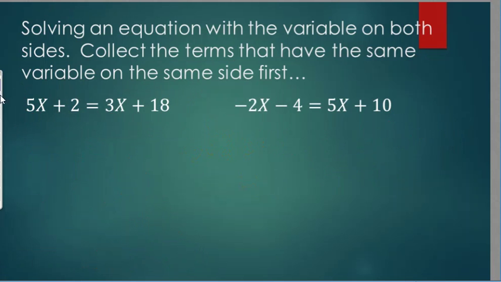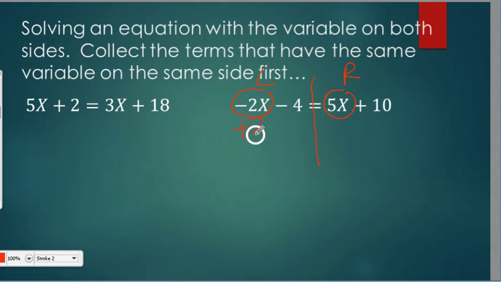Okay, let's look at the next one here. We have negative 2 times x minus 4 equals 5x plus 10. So in order to solve this equation, the very first thing that we're going to do is we're going to get this term and this term to be on the same side of the equation by using opposite operations. Okay, so here's my equal sign, here's my right side, here's my left side. I have a choice to make. Okay, there's two things that I could do here to get these two terms on the same side.